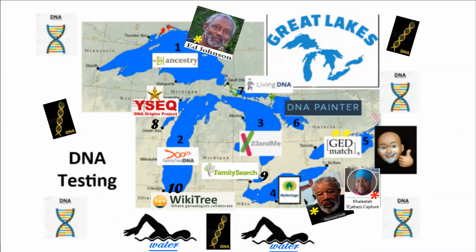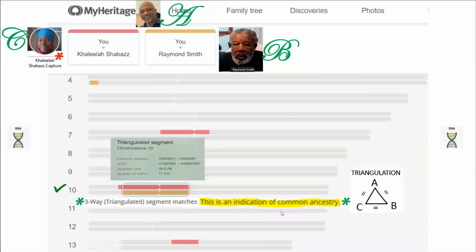And not only was I matching both of them, I was matching both of them on the same spot, chromosome 10. So that means that A equals B, A equals C, and B equals C. That's triangulation. That means that we're all hitting on the same spot, and that's an indication of common ancestry. So we're on to something now.